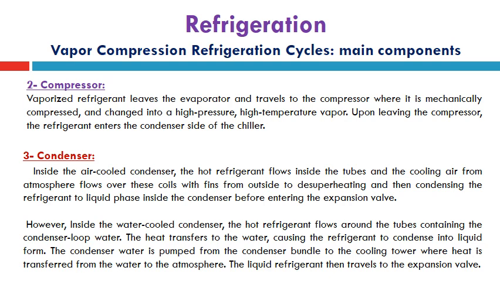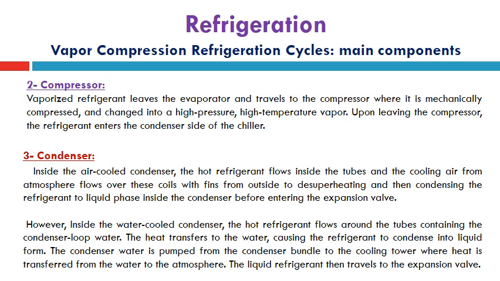Upon leaving the compressor, the refrigerant then enters the condenser side of the chiller or the refrigeration machine. 3. Condenser. Inside the air-cooled condenser, the hot refrigerant flows inside the tubes and the cooling air from the atmosphere flows over these coils with fans from outside to desuperheat and then condense the refrigerant to liquid phase inside the condenser before entering the expansion device or valve.